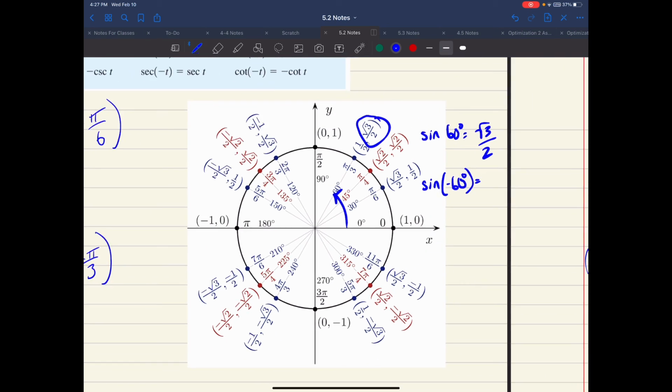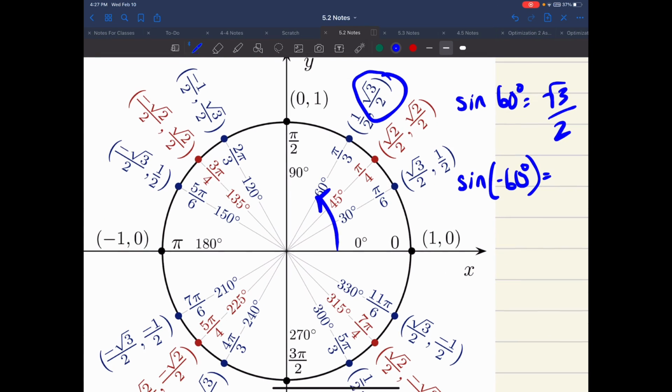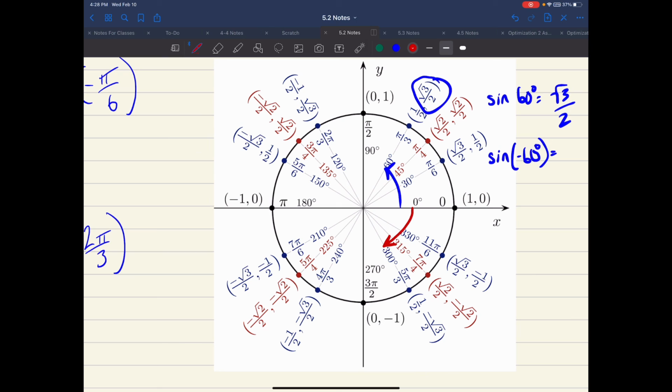According to the property here, sine is odd, so it should just be negative root 3 over 2. But here's the why. If I start at the axis and I go backwards 60 degrees, so I'm going to go from the axis down to 300. Okay, so what is the sine value at 300? Well, it's negative root 3 over 2. So when we are using these properties, that's where they come from.